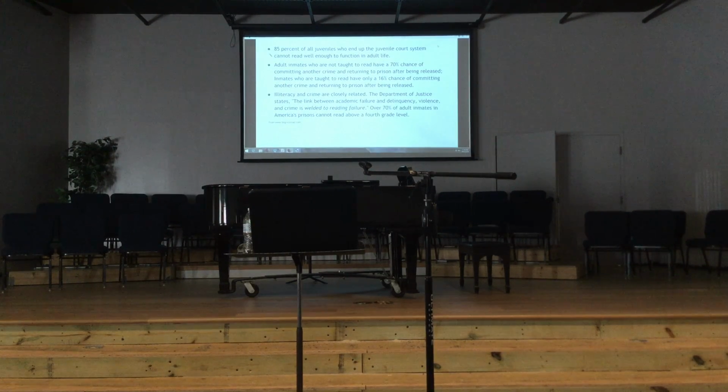Eighty-five percent of all juveniles who end up in the juvenile court system cannot read well enough to function in adult life. Adult inmates who are not taught to read have a 70% chance of committing another crime and returning to prison after being released. Inmates who are taught to read have only a 16% chance of committing another crime and returning to prison after being released.